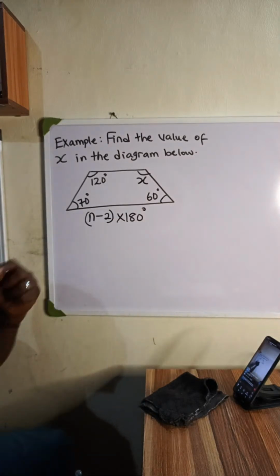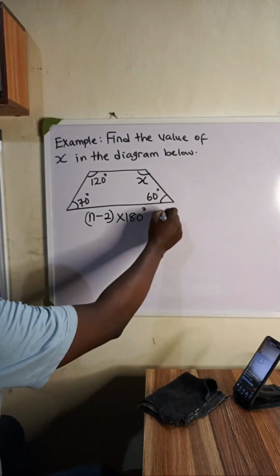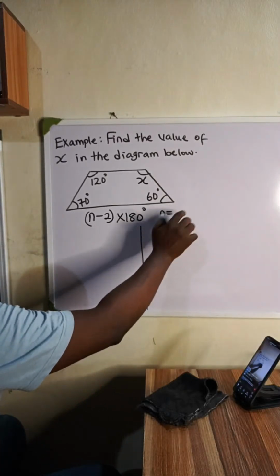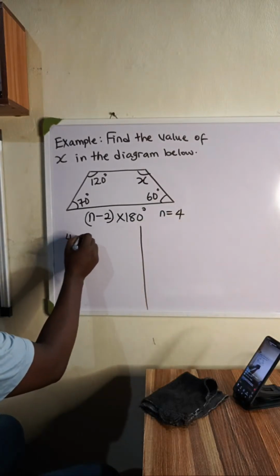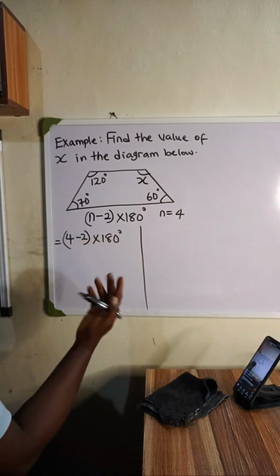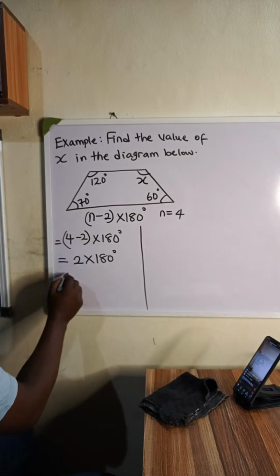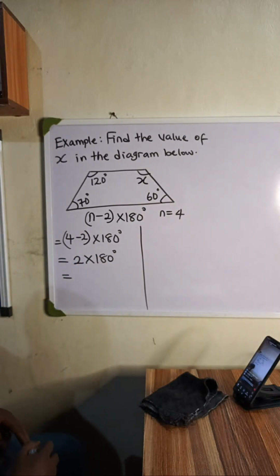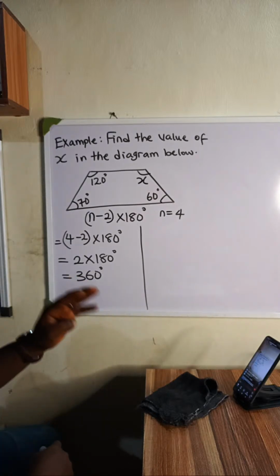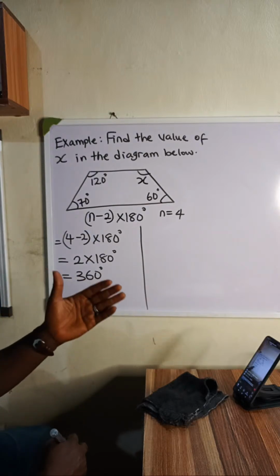That's if you don't know the sum of angles in a quadrilateral. n is the number of sides, so n is equal to 4. So we have 4 minus 2 times 180 degrees. 4 minus 2 gives us 2 times 180 degrees, and 2 times 180 degrees gives us 360 degrees. So now we know the sum of angles in a quadrilateral, if we did not know it already.